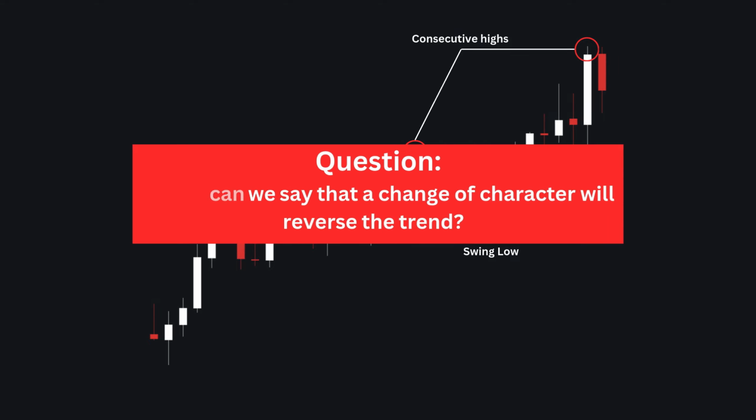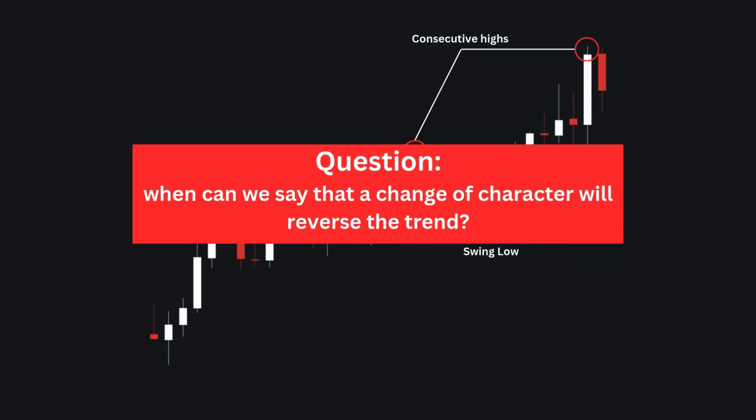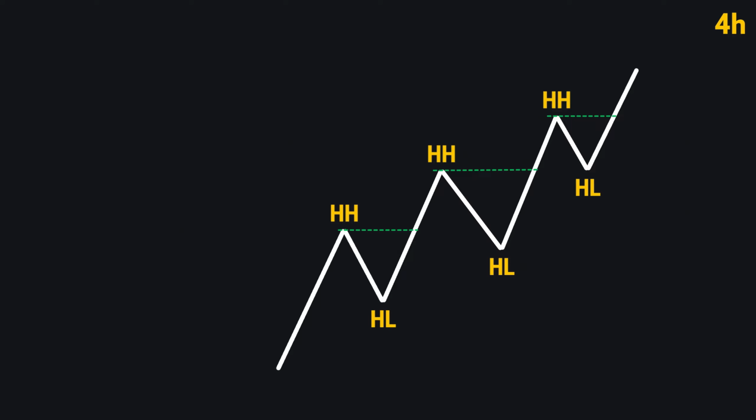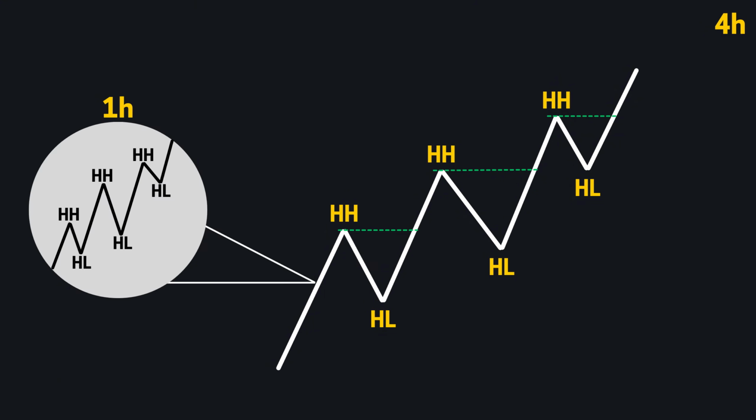Here comes a question: when can we say that a change of character will reverse the trend? Imagine we are in an uptrend on a higher time frame, like in this example, and price is continuously creating breaks of structure to the upside, making higher highs and higher lows, and respecting the higher lows without breaking them. But if we zoom into the lower time frame, like 1 hour, we can notice that this 4-hour impulse wave consists of many impulse and corrective moves, and the higher lows are also getting respected there.